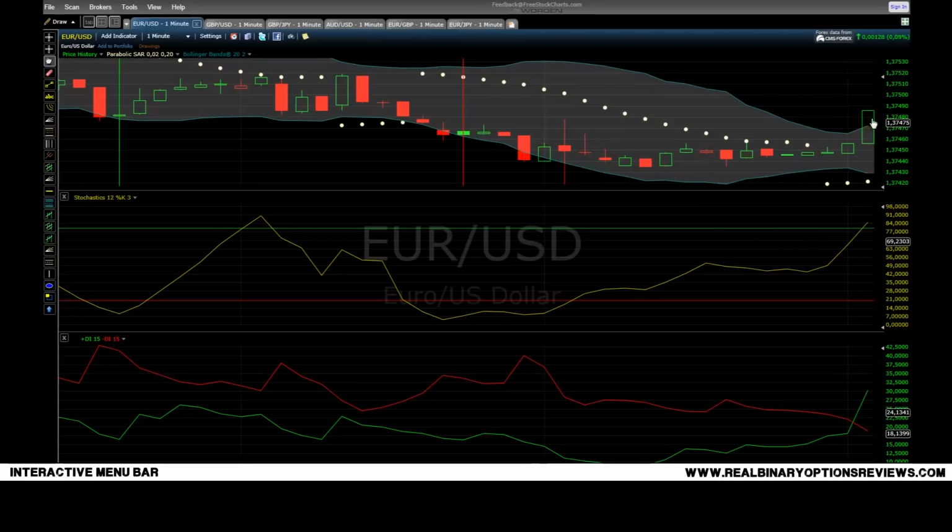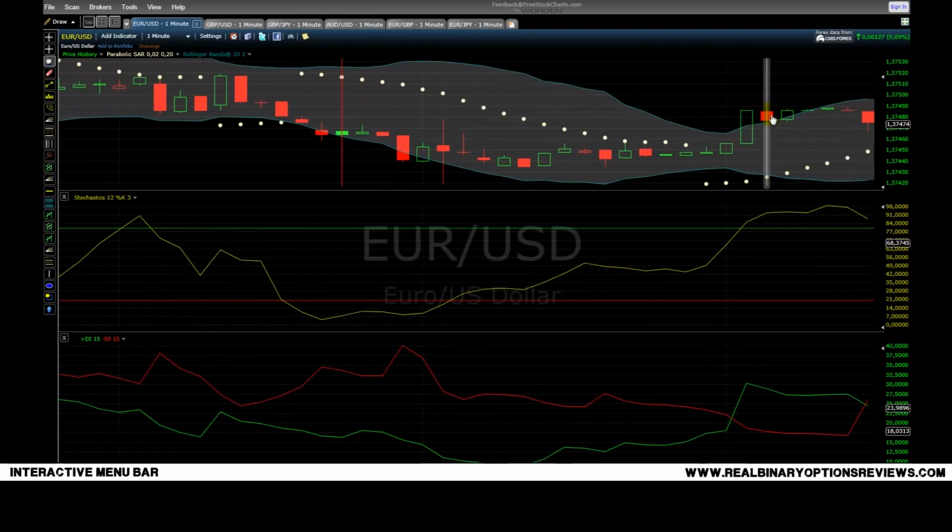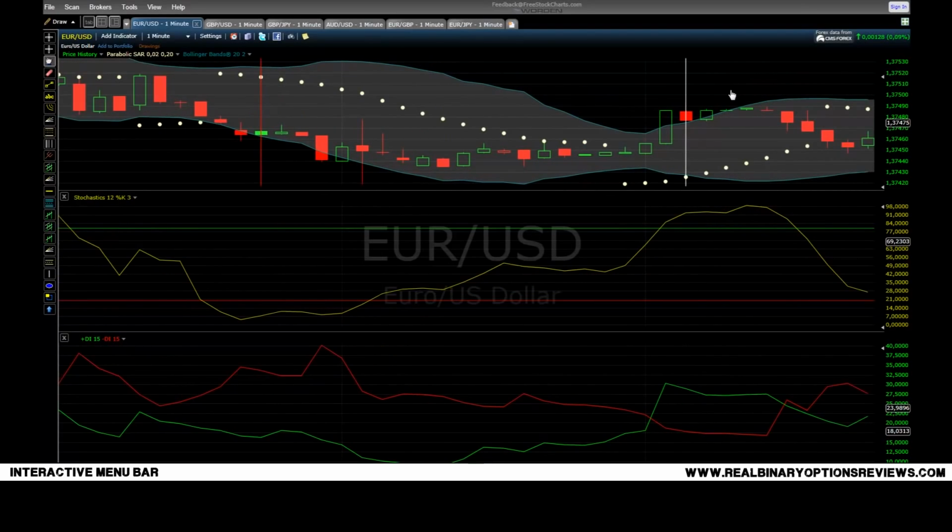So now we see a break up, and of course I'm following the rules, and now I can enter trade down with 5-minute expiry. So entering on the closure of this green candle, it is 1, 2, 3, 4, 5, and let's say this closed on my entry position, so I will leave it marked with a white line. So it's a tie. It's not a win, it's not a loss.